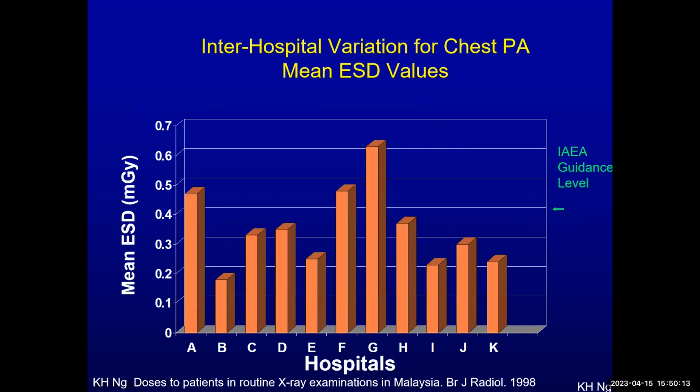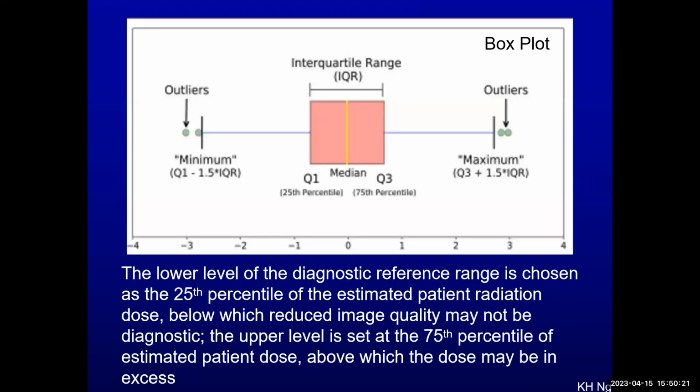So there's a reason we continue to create awareness and more surveys. Now, how to get that 75th percentile. I would suggest you do a box plot, right? To give you the interquartile range. The 25th percentile is here, Q1, and Q3 is the 75th percentile. This is how you get it. Let's say you do a survey in one room, 100 patients, you do a box plot, and that is how you get your DRL for that room. You can do it for the hospital combined and so on as well.